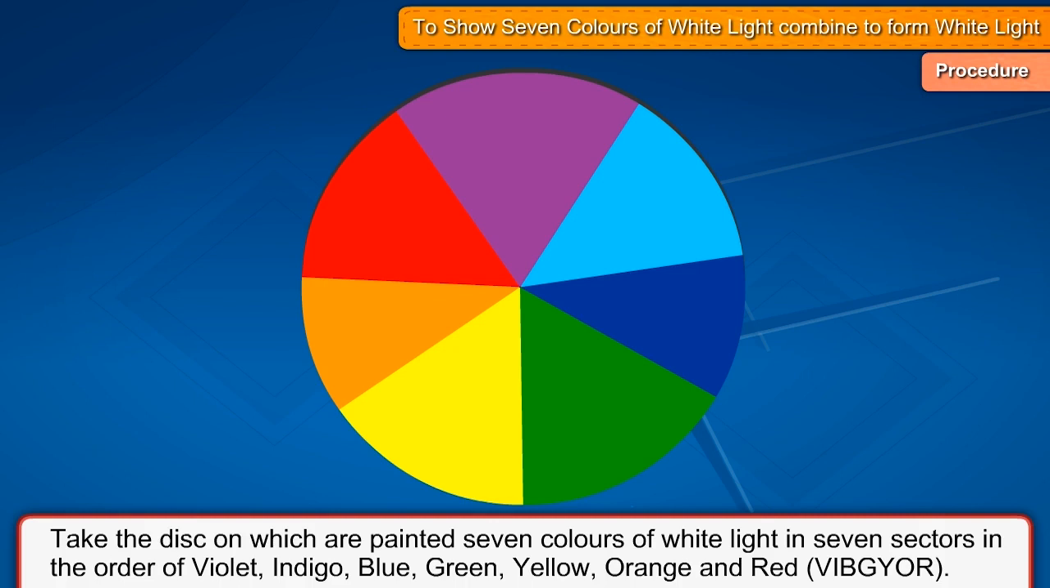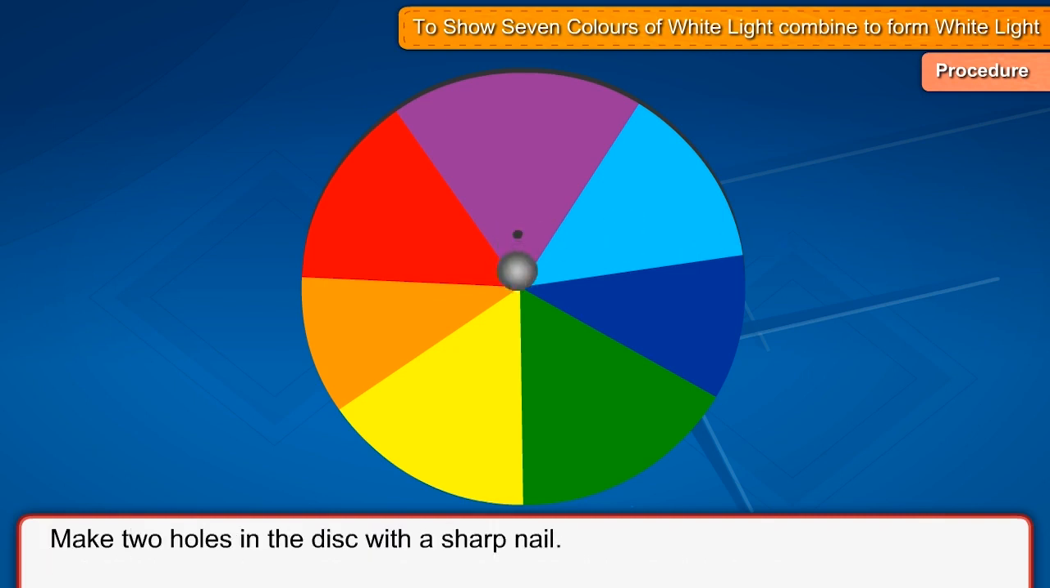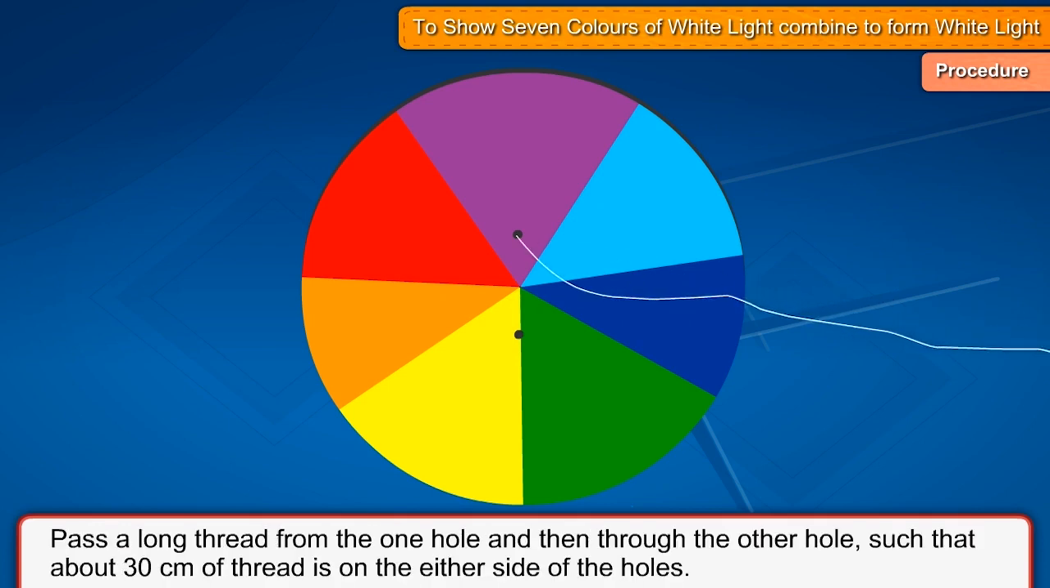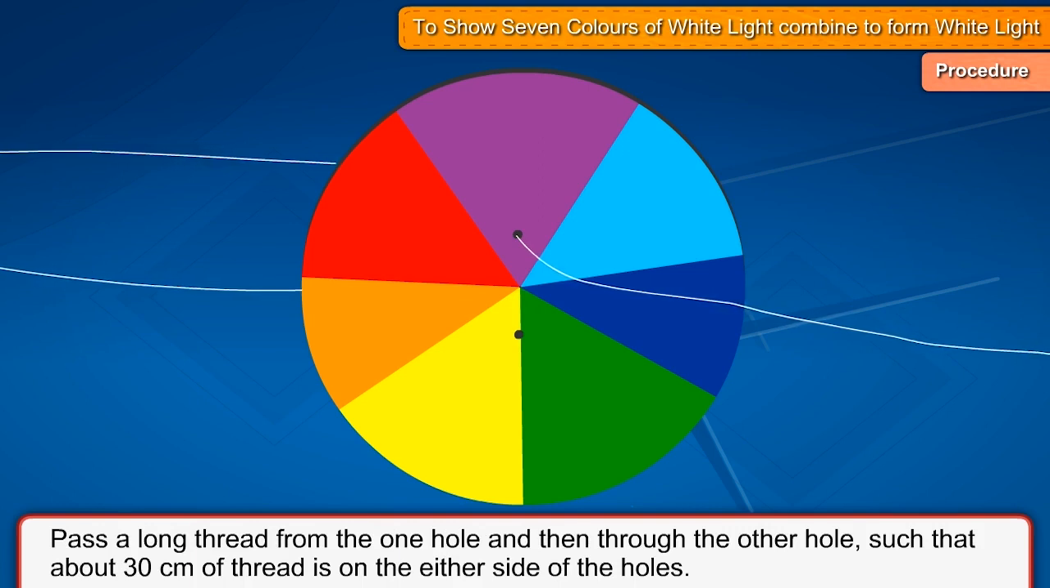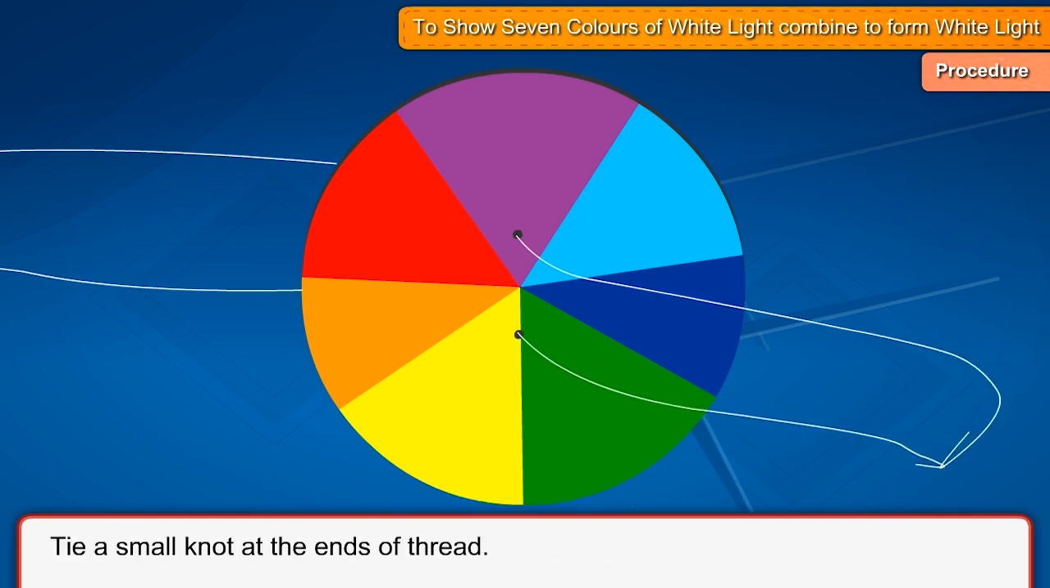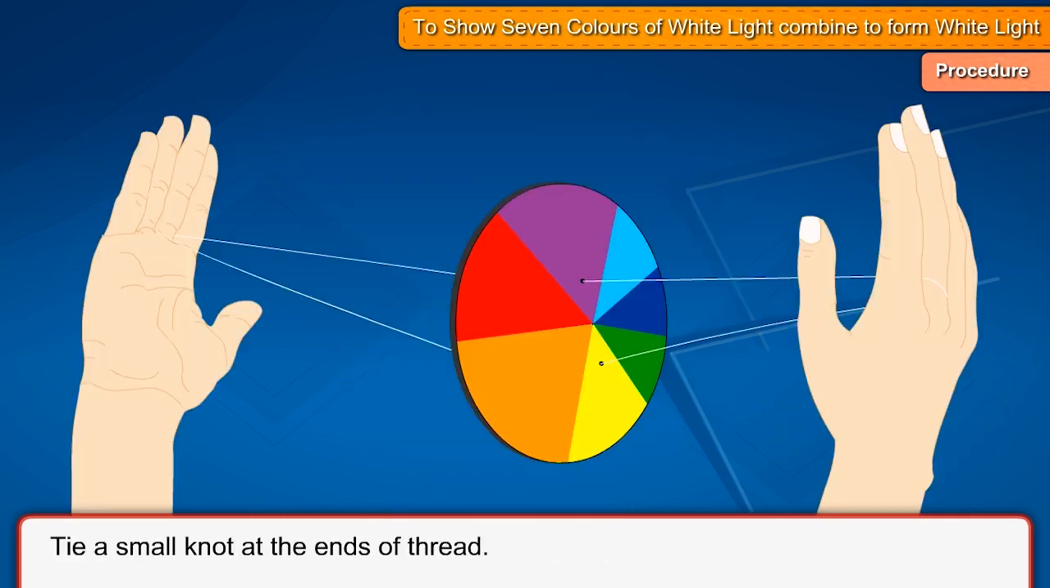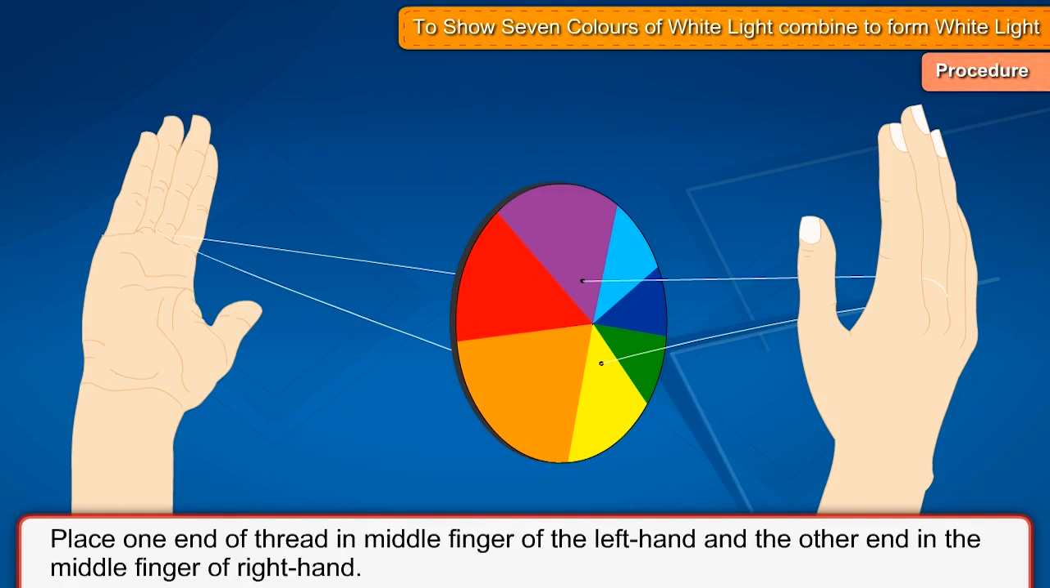VIBGYOR. Make 2 holes in the disc with a sharp nail. Pass a long thread from the one hole and then through the other hole such that about 30 centimeters of thread is on either side of the holes. Tie a small knot at the ends of the thread. Place one end of the thread on the middle finger of the left hand and the other end on the middle finger of the right hand.